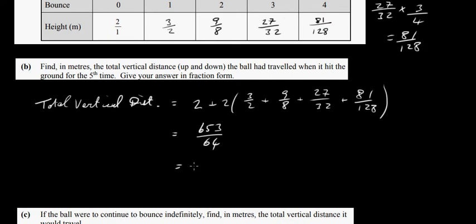So we need this in fractional form, so 10 and 13 over 64 meters. Well, this is fractional form here, this is fractional form as well. This is an improper fraction, if you like. This is a mixed fraction. So that's it really for part B.